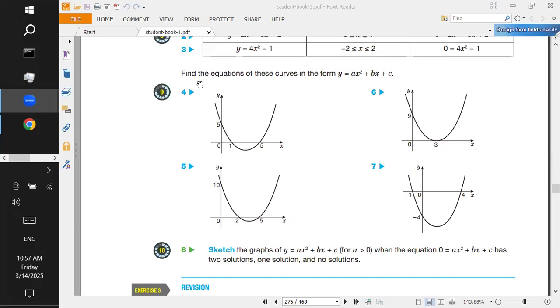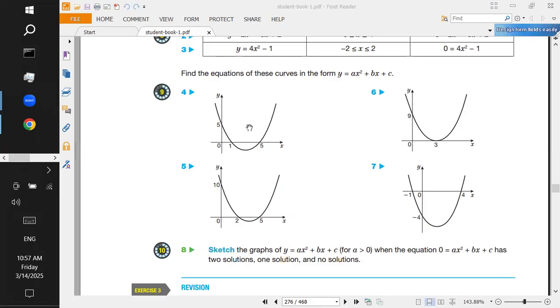In this question, find the equation of these curves in the form y equals ax squared plus bx plus c. So basically, we're going to find the equation of these lines and then turn them into this equation, y equals this. So now let me see how we do this. Okay, first let's take one of them, for example. Questions 4, 5, and 7 have the same idea. 6 is a little bit different, but it's actually the same idea. So let's do 4 and then 6.